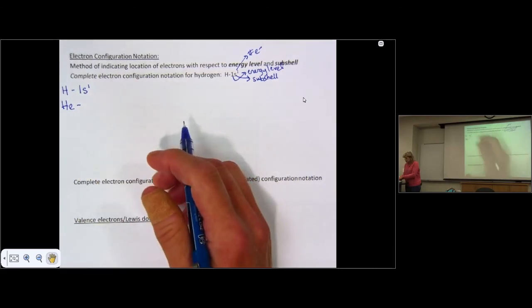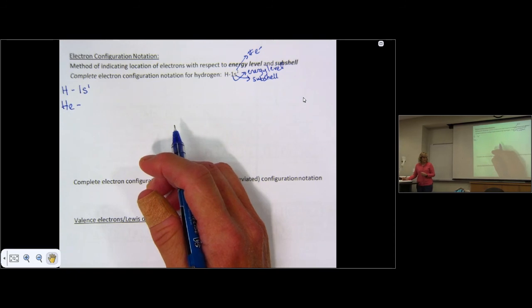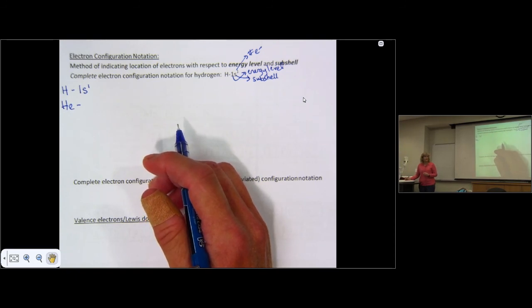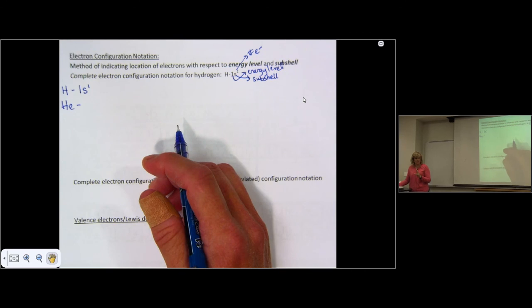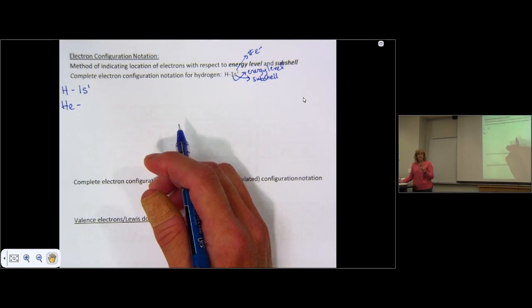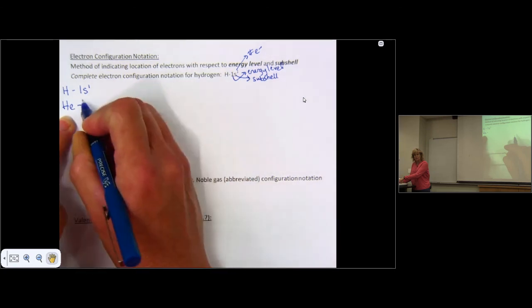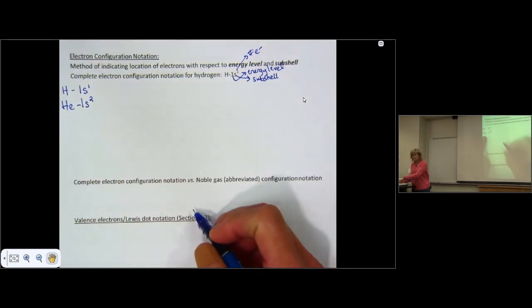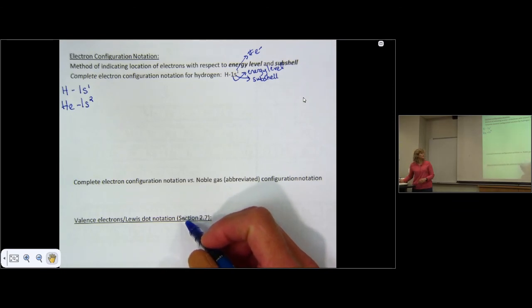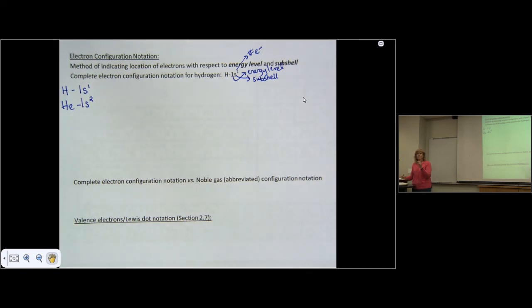Helium, I told you, should be shoved over next to hydrogen. Why? Because how many electrons does helium have? 2 electrons. Now, how many electrons can the first energy level hold? 2. Why? Because it only has s, and s holds 2. So to write helium's electron configuration notation, we write 1s2. That is helium's electron configuration notation, 1s2.